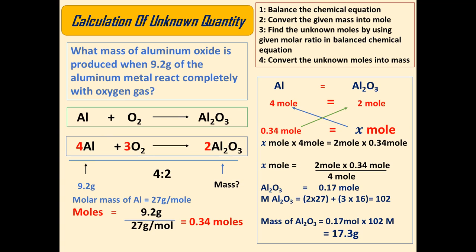Now, in the question, we need the mass of aluminium oxide. So we can convert the mole into mass by multiplying by the molar mass. The molar mass of aluminium oxide is: aluminium are 2, so 2 is going to multiply with molar mass 27 from the periodic table, plus the oxygen are 3 atoms, we're going to multiply with 16 from the periodic table, and this will give us 102. This 102 will multiply with 0.17 mole, and that will give us a value of 17.3 gram of aluminium oxide produced as a result of aluminium burning in the presence of oxygen.